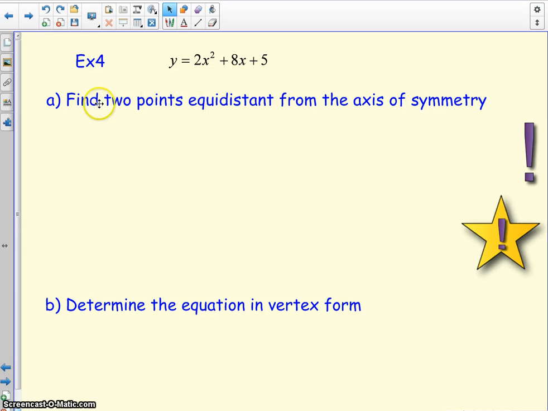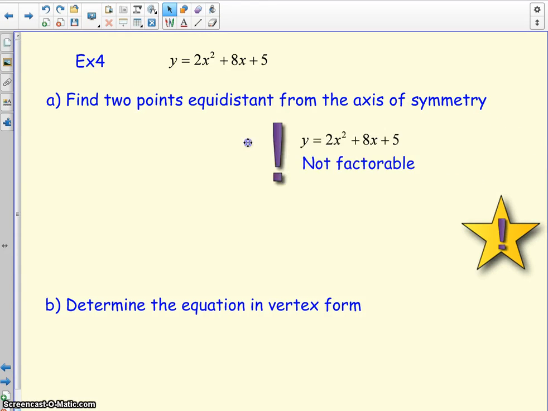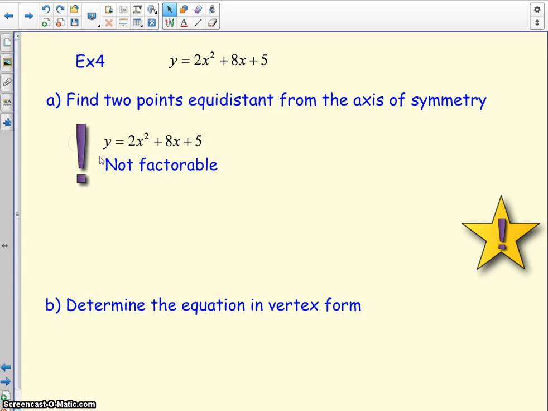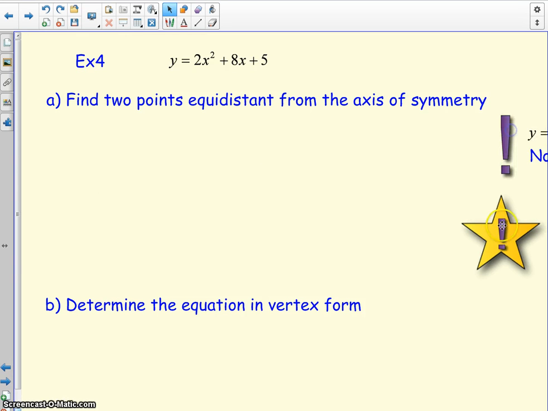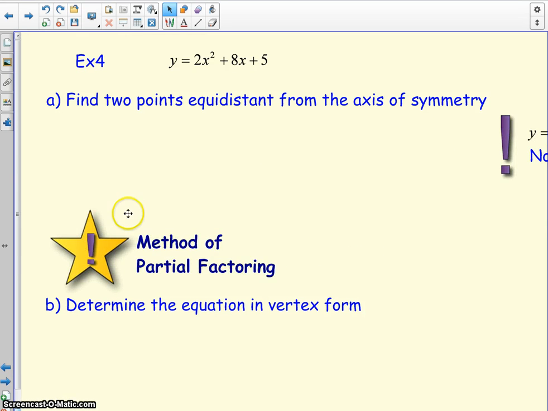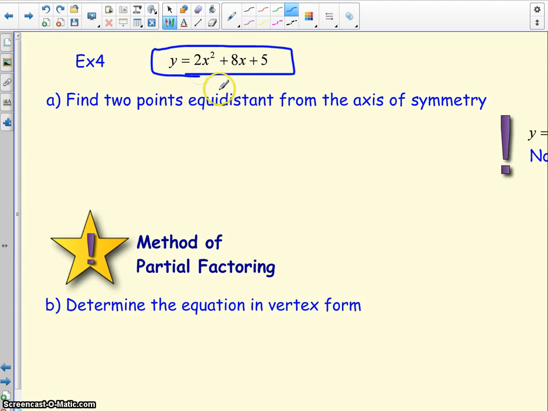So if I'm looking for 2 points equidistant from the axis of symmetry, what I'm looking for here is, again, 2 points I could use to find the axis of symmetry. So your first thought might be, let's find the zeros. The zeros are equidistant, they certainly are. However, 2x squared plus 8x plus 5, you can try that all day, you will not be able to factor it. So unfortunately that way won't work. What we have to do instead is partial factoring. So we're actually going to try and take this equation and put it into partially factored form.